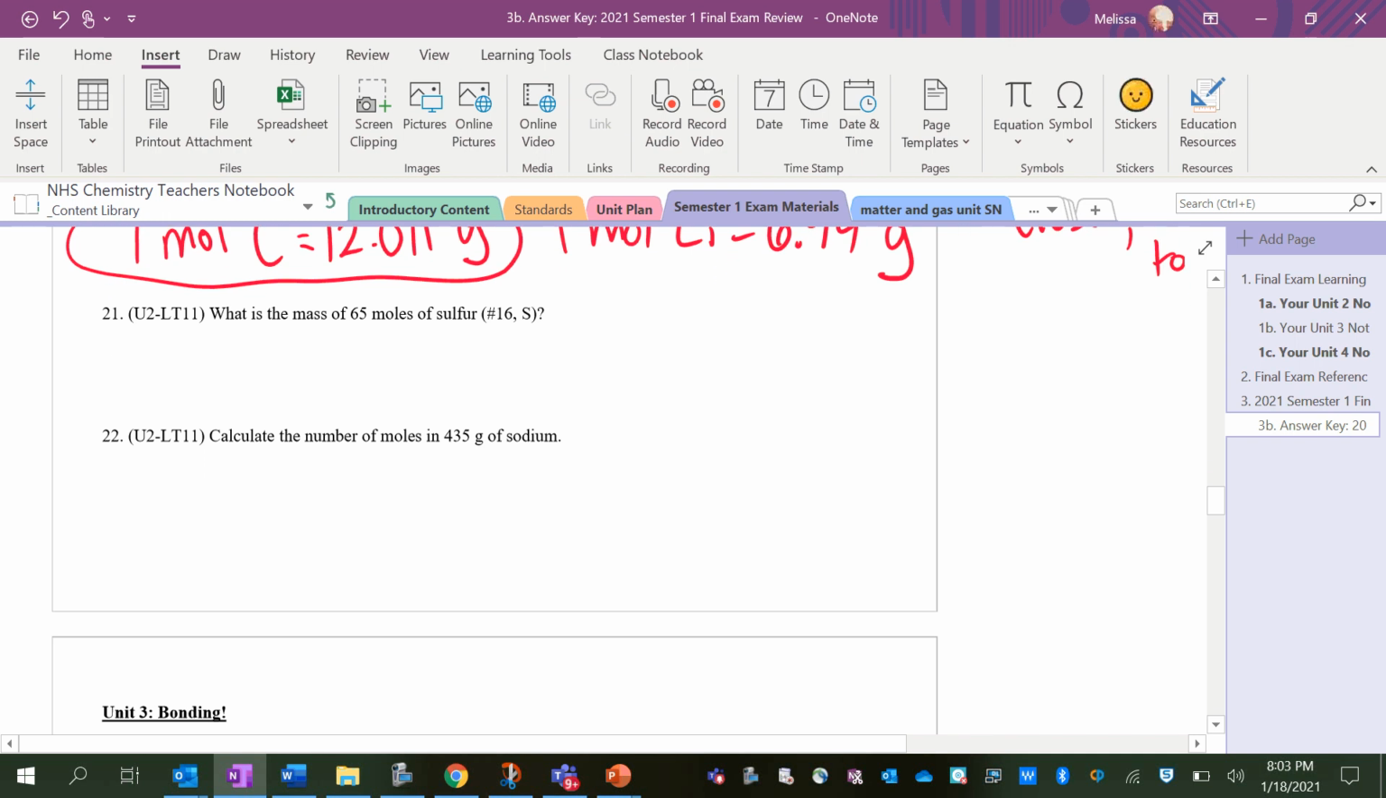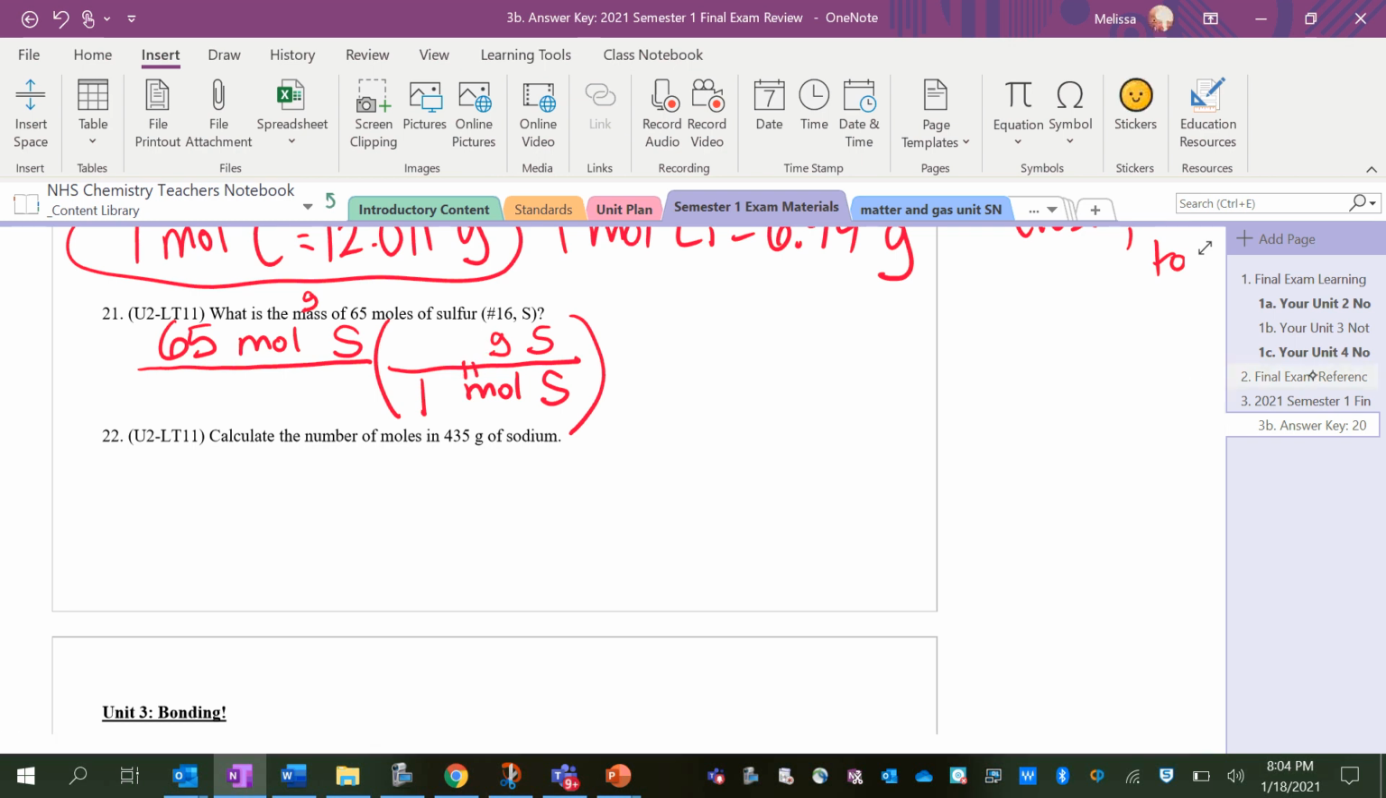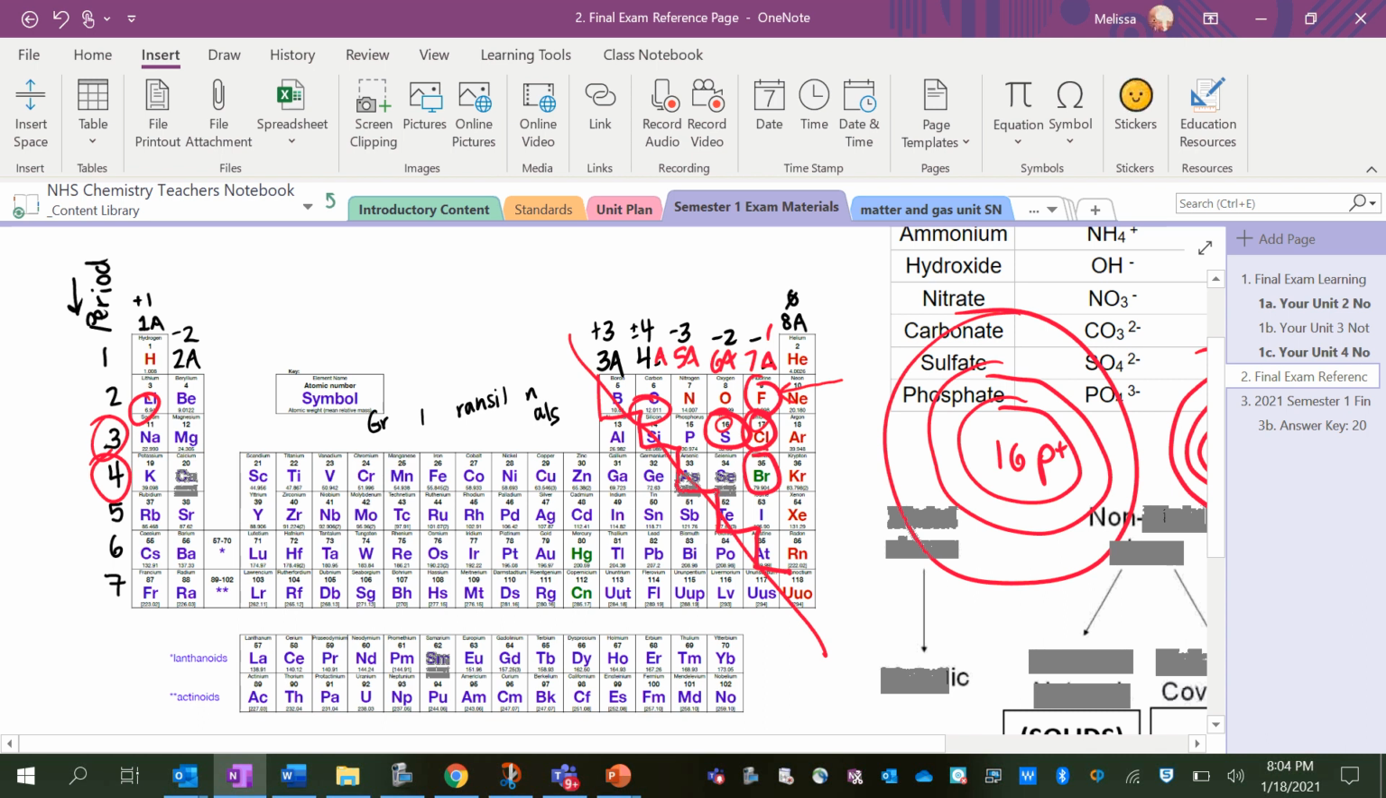Number 21. What's the mass of 65 moles of sulfur? And that's number 16, S. So this is the dimensional analysis question. So always start with what you know. We've got 65 moles of sulfur. We need to convert this into grams. That's what it's asking for. What is the mass? Well, we need to get moles of sulfur canceled out, and we need to get it into grams of sulfur. So I want to write 1 mole of sulfur on the bottom because I know where I can find a conversion for 1 mole of sulfur.